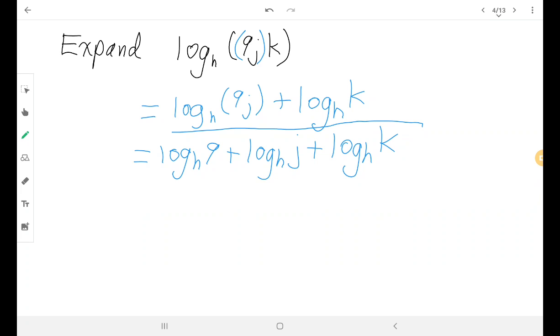And there we have it. We have expanded it out as far as we can expand it. I'll pause for a moment to see if there are questions. There being no questions, I'll move on.